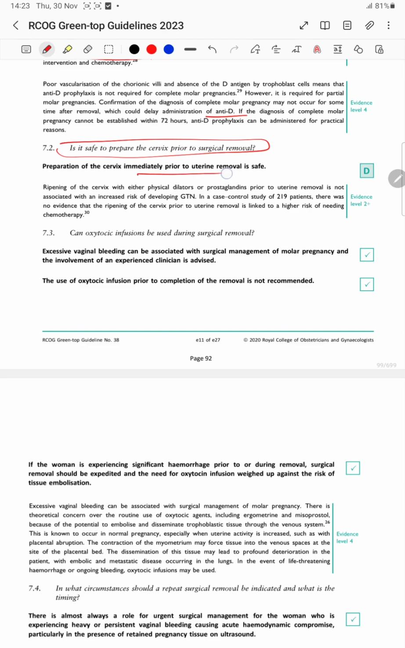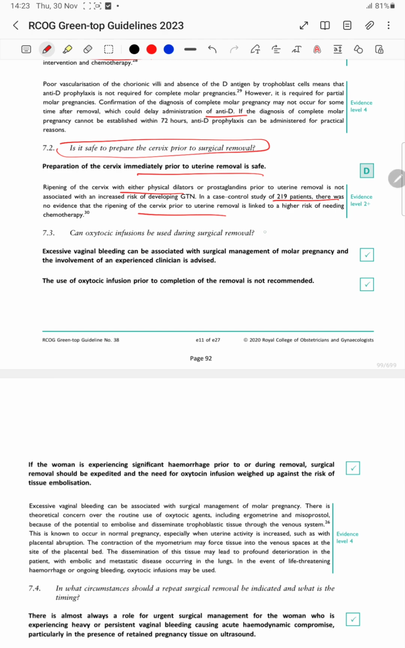Preparation of the cervix immediately prior to the uterine removal is safe, and priming of the cervix with either a physical dilator or prostaglandin prior to the uterine removal is not associated with an increased risk of developing GTN. In a case control study of 219 patients, there was no evidence that priming of the cervix prior to the uterine removal is linked to a higher risk of needing chemotherapy.